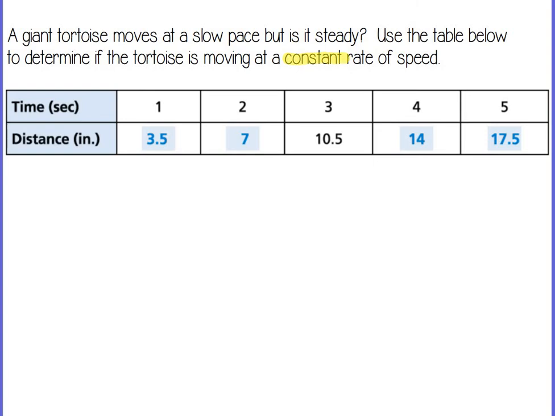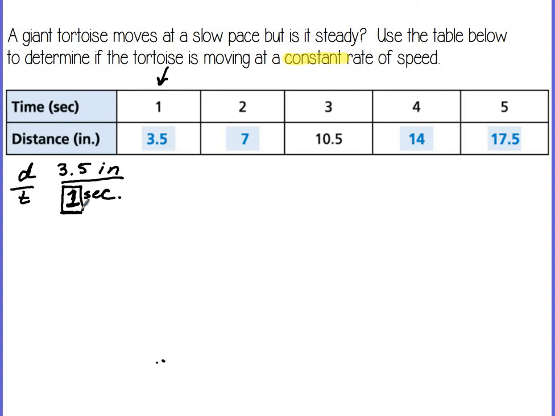So first I have to look at what I know about the rate of speed. I know the rate of speed is always found when I do distance over time. So I can take this first relationship and look and see that this tortoise does go 3.5 inches in 1 second. Now the nice part is this is already my unit rate because I am comparing 3.5 inches to 1 second.